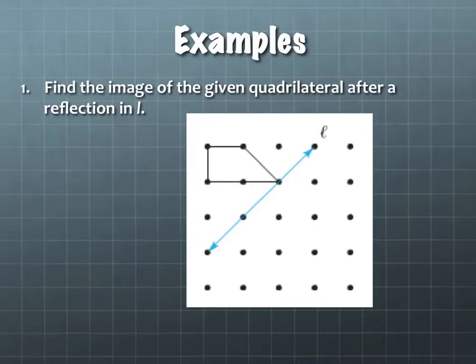So if you take a look first at the picture, we've got one point that's actually on our line, correct? So this point right here, we'll call it P, won't move. All right, so it's going to be its own reflection.